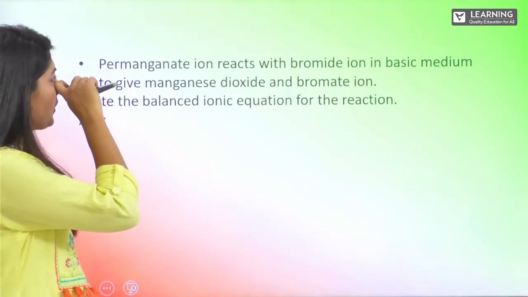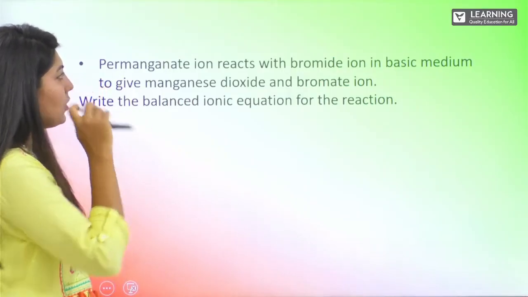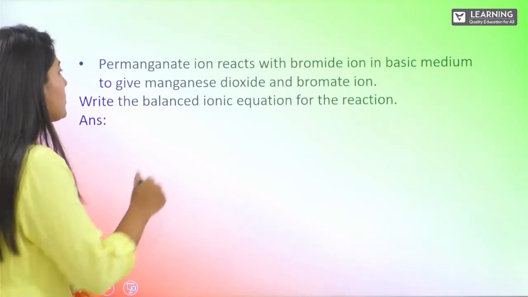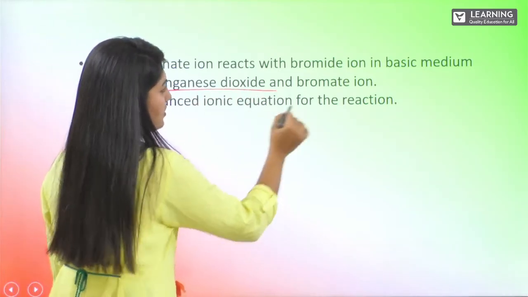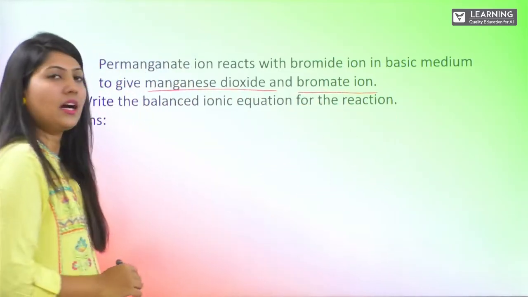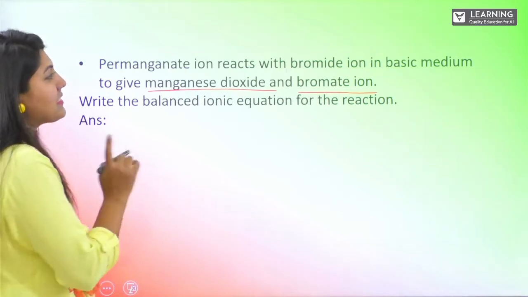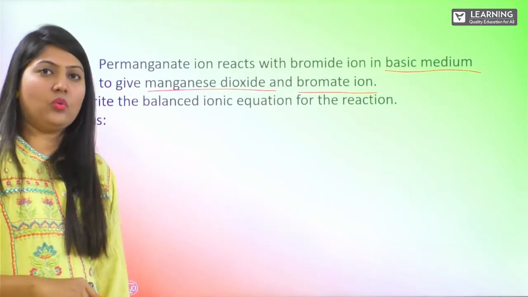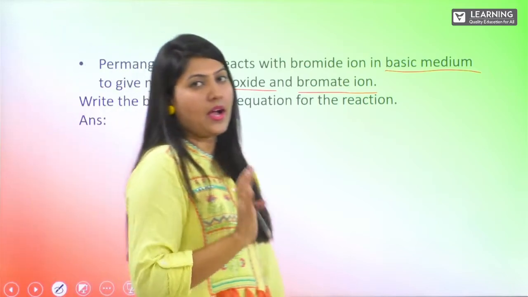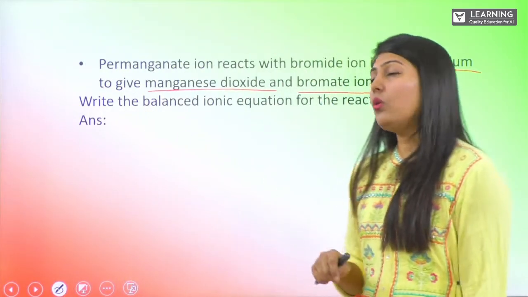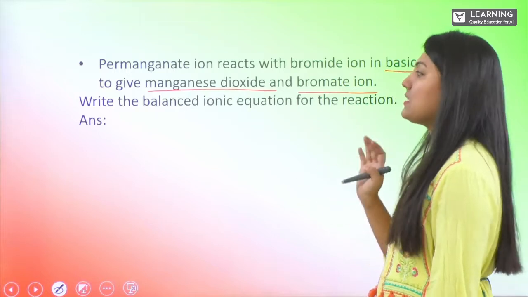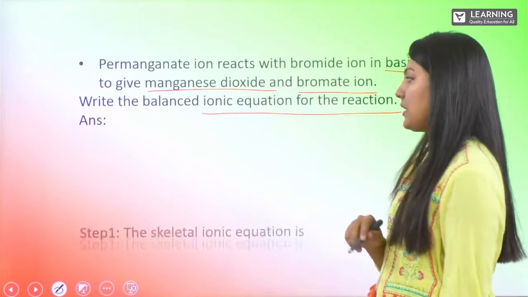So next, permanganate ion reacts with bromide ion in basic medium to give manganese dioxide and bromate ion. So this is taking place in basic medium. Previously, what we did was for acidic medium. Now we are going ahead with basic medium. Write the balanced ionic equation for the reaction.